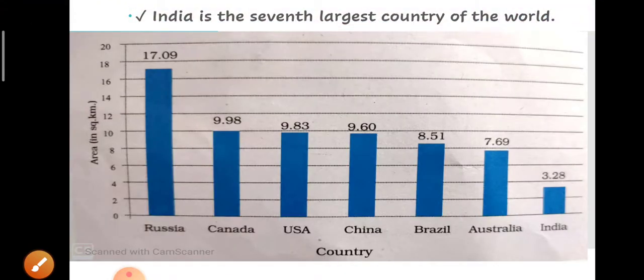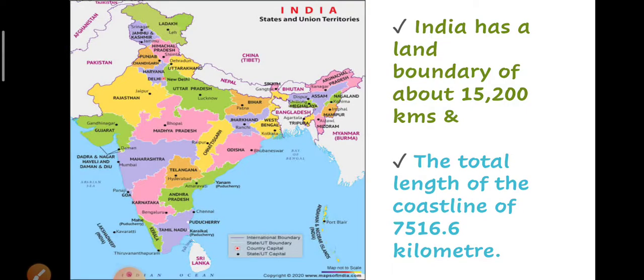This slide shows us the bar graph, which shows the 7 largest countries of the world and also the area occupied by each one of them. You can take a screenshot of it and have a closer, careful look. We now move on to other important details about the size of India.